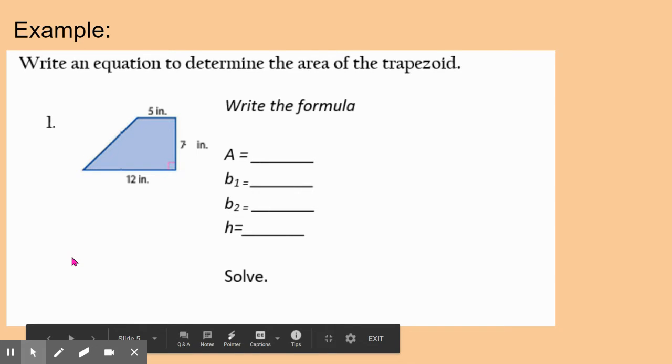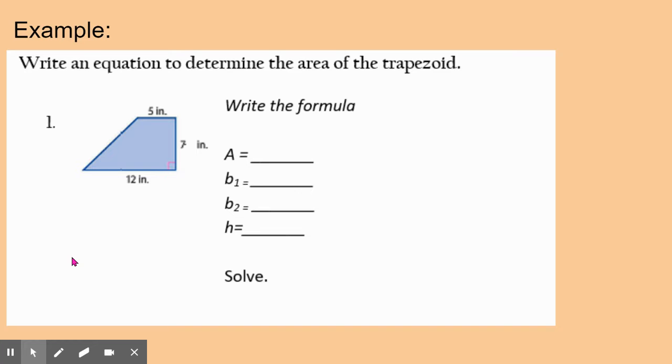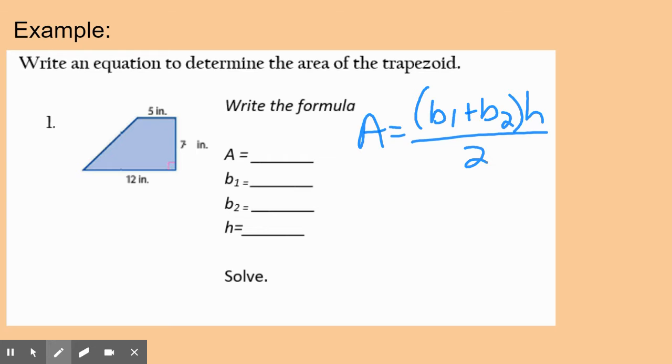All right, let's take a look at an example. So step 1, determine the shape. Well, I see that this is a trapezoid, so I'm going to write my formula. A equals base 1 plus base 2 times height all over 2. Now, list your information. So my bases. Well, I see my bases are 5 and 12.